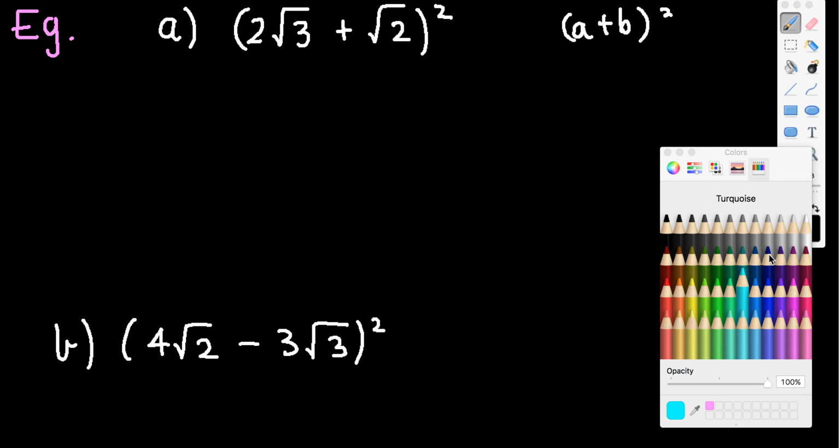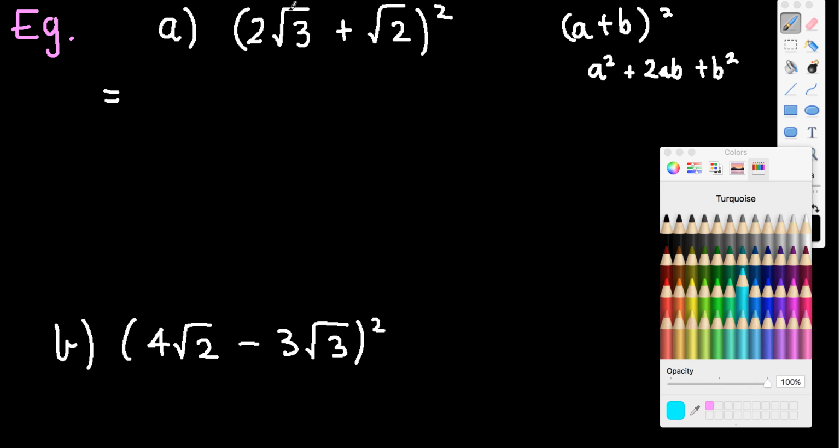It doesn't want to change colours for me today, which is very strange. I'll be stuck with white. I'm sorry about that. Let's expand this out then. Of course, what we're going to get is a squared plus 2ab plus b squared. Because I know that, I'm just going to work with that.